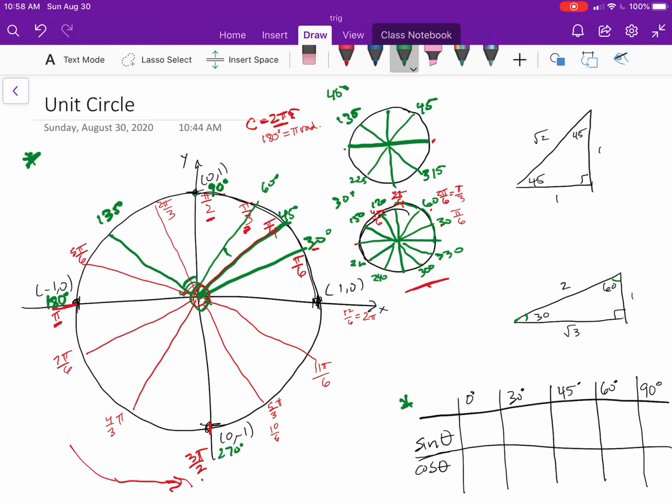If every 45 is pi over 4, right, then here would be 2 pi over 4, which reduces to pi over 2, which we have, right? And then 3 pi over 4 is here, 3 pi over 4. 4 pi over 4, which is 1 pi. And then 5 pi over 4. Remember, that's the 225 degree angle. 6 pi over 4, but 6 over 4 is 3 over 2. And last, we have 7 pi over 4.